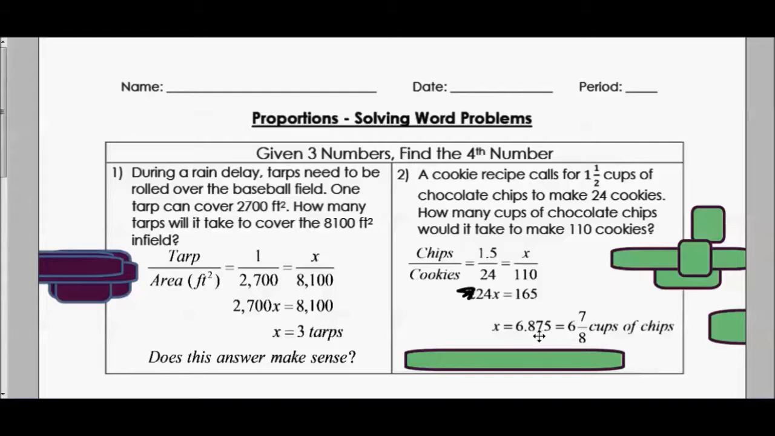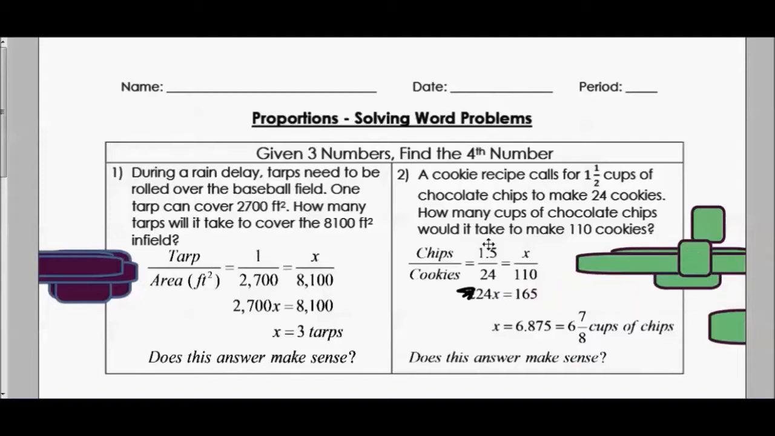7 divided by 8 will give you that decimal. Again, you want to make sure that this answer makes sense. We're making a lot more cookies. We're making about 5 times more cookies. So we should get about 5 times more cups of chocolate chips.